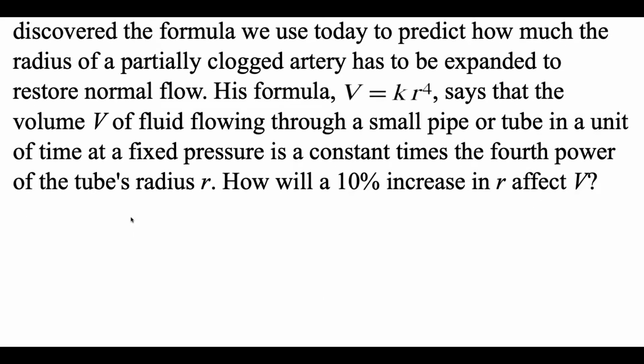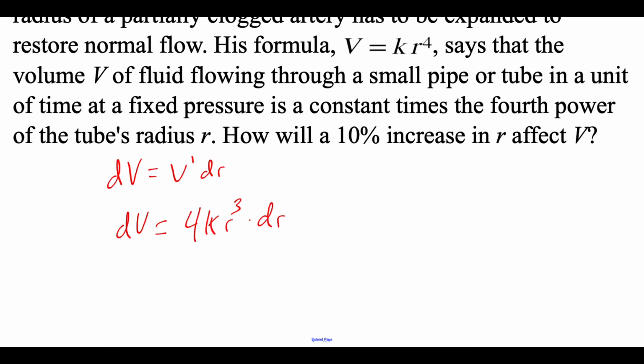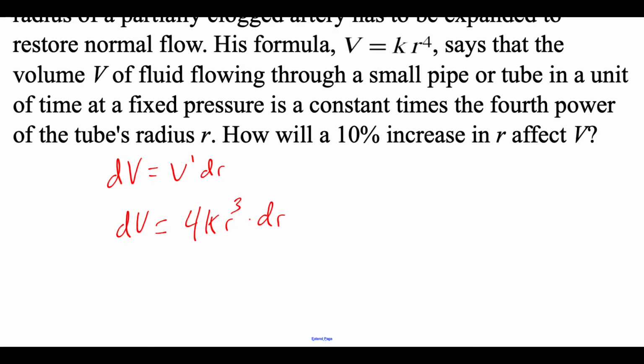So the first thing we want to look at is the absolute change. The change in the volume can be approximated by finding the derivative of that volume formula times the change in the radius. So if we look at doing the derivative of that volume formula, we would drop the 4 down as a multiplier, so it would be 4kr cubed times the change in the radius. So that's the absolute change. Now if we wanted to find the relative change, we would want to divide this by the initial volume, which is just our V value.